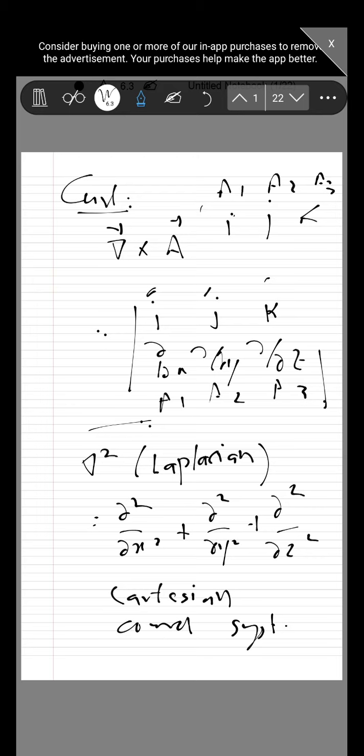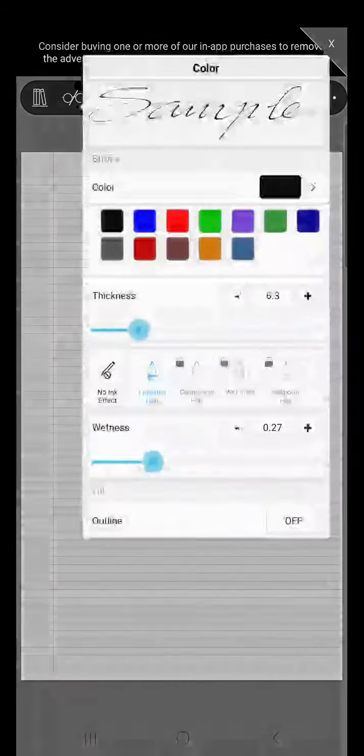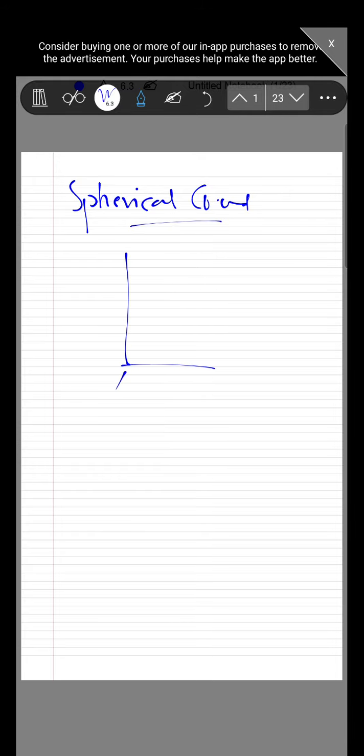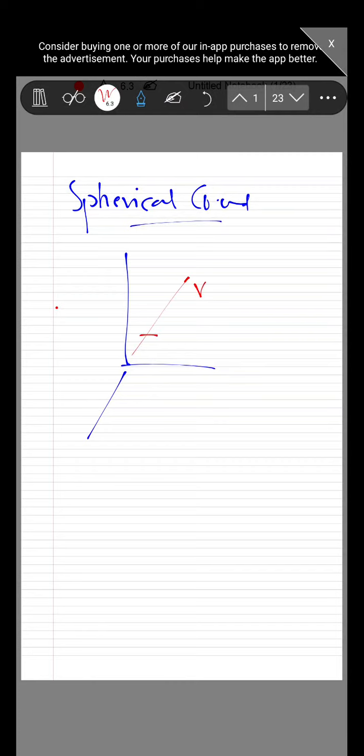However, in other coordinate systems, it has different forms, like in spherical coordinates. By spherical coordinates, I mean this is the case. Then there is a vector r. This is r, this is theta, and this is phi. So it's basically the r, theta, and phi coordinate system.